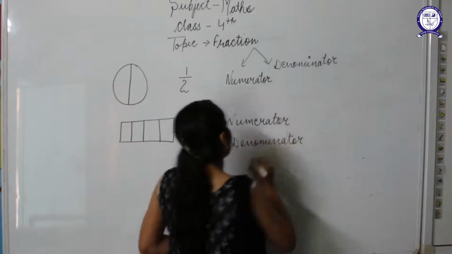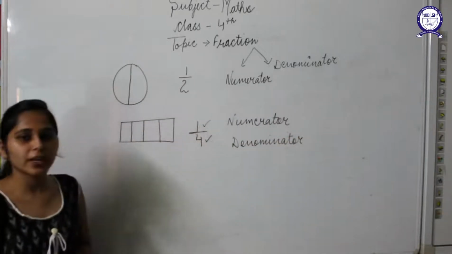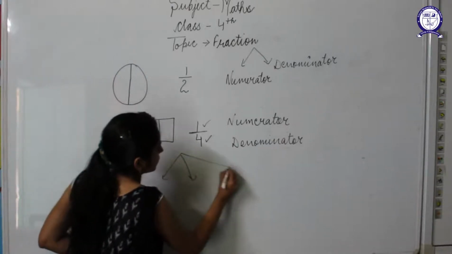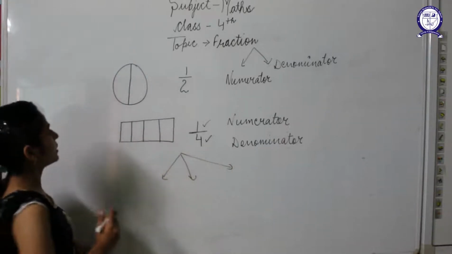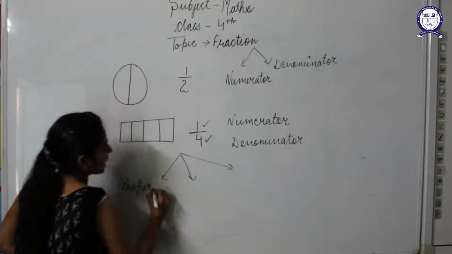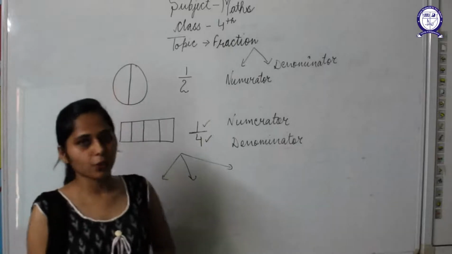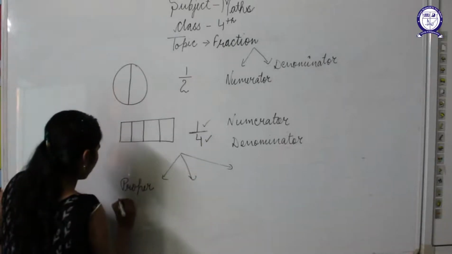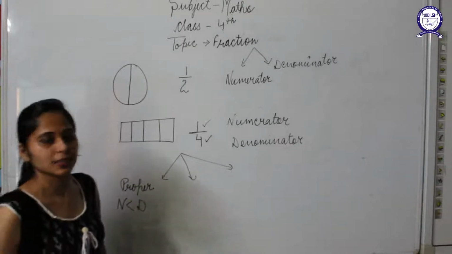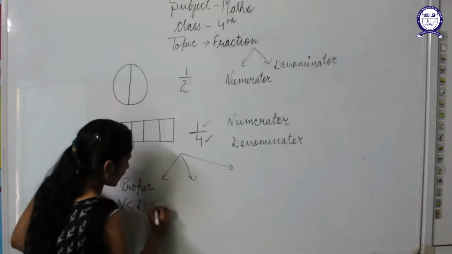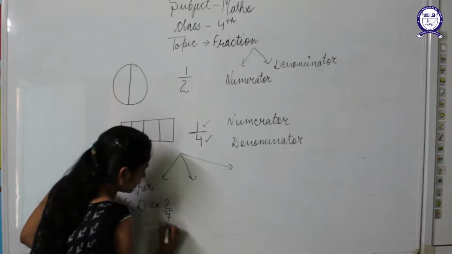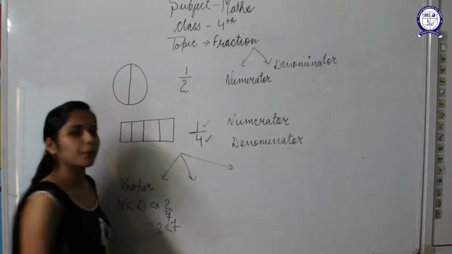So now, depending upon these, we are having 3 types of fraction. What are these 3 types? We will clear these 3 types with examples. First one is proper fraction. When our numerator is less than the denominator, the fraction will be considered as proper fraction. Example, 2/7. Here 2 is less than 7. So this is the proper fraction.